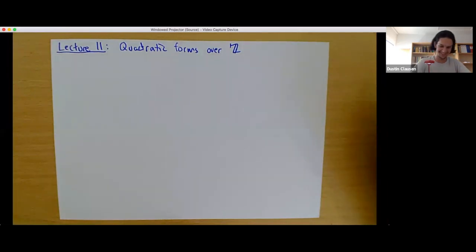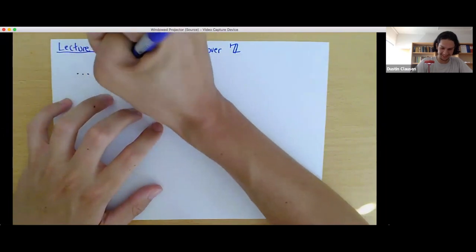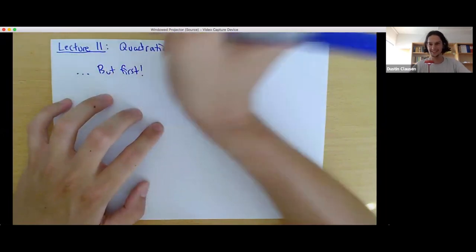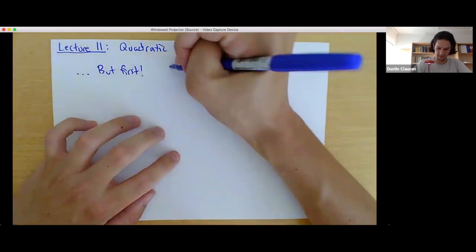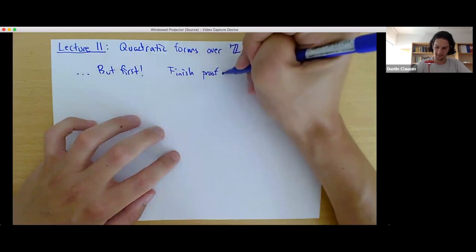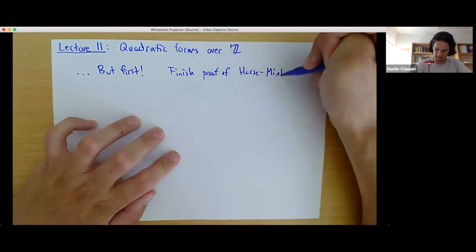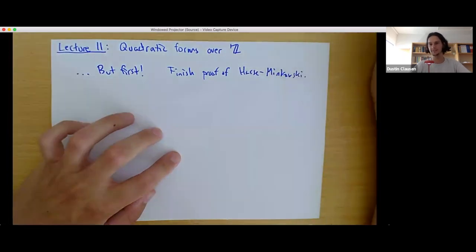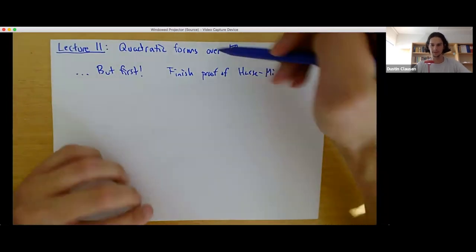But first, we have to finish up our discussion from last time. So we're going to finish the proof of Hasse-Minkowski. And then we'll wipe the slate clean and start afresh with a new theme of quadratic forms over Z.